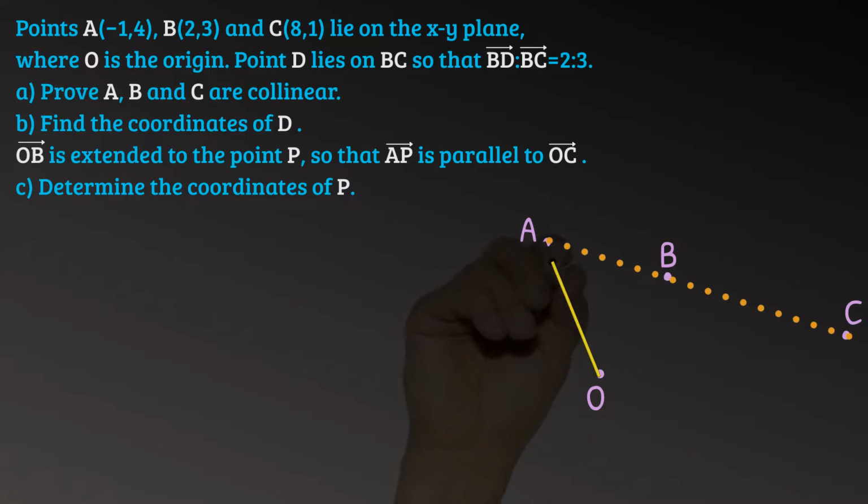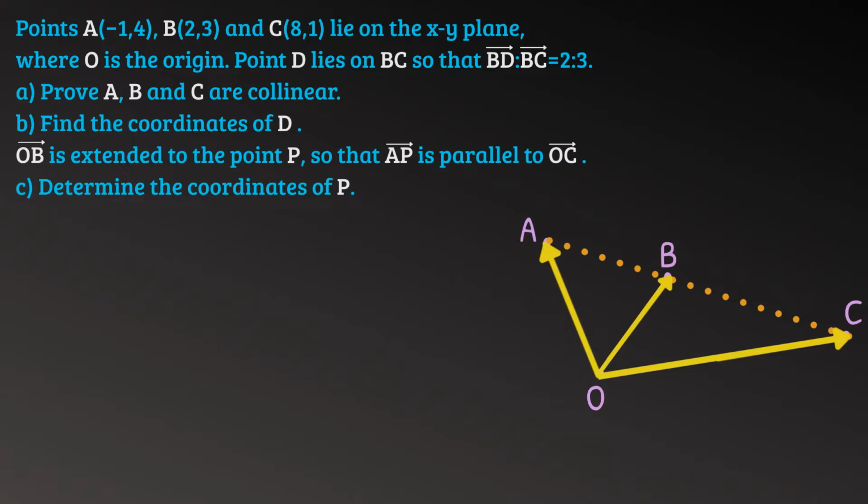Now we know the vectors OA, OB and OC because we're given the coordinates of A, B and C. For instance, A is minus 1, 4, so OA is minus i plus 4j. And likewise, OB is 2i plus 3j and OC is 8i plus j.